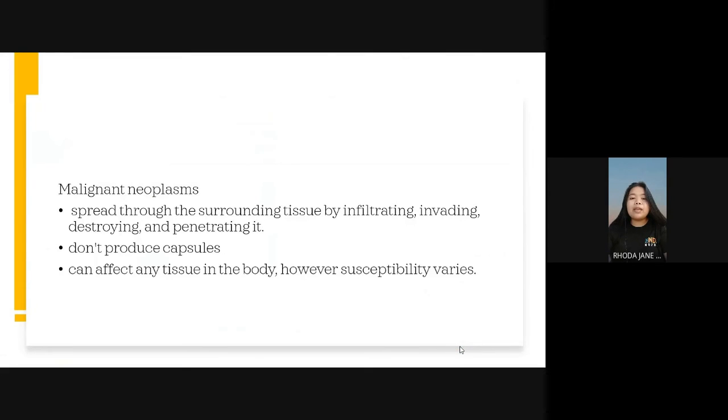Malignant neoplasms spread through the surrounding tissue by infiltrating, invading, destroying, and penetrating. They don't produce capsules. A slowly enveloping malignant tumor may appear to be encased by surrounding tissue's stroma. Yet, microscopic examination reveals small crab-like feet piercing the margin and invading the surrounding structures. This invasion takes place along anatomical cleavage planes or the path of least resistance.